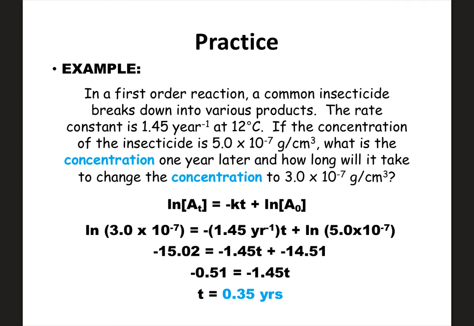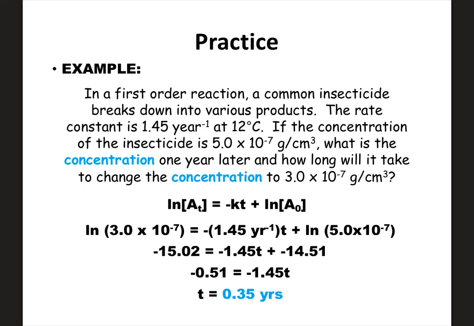Now we want to do the second part of this problem, and I have it shown here for you so you can follow along. We want to know how long it will take to change the concentration to 3.0 times 10 to the minus 7th grams per centimeters cubed. So again, first order reaction, so we have to use the first order equation here. You should be saying, okay, first order is the natural log of the concentration versus time, giving a straight line. So I need to use the natural log version of the equation here.